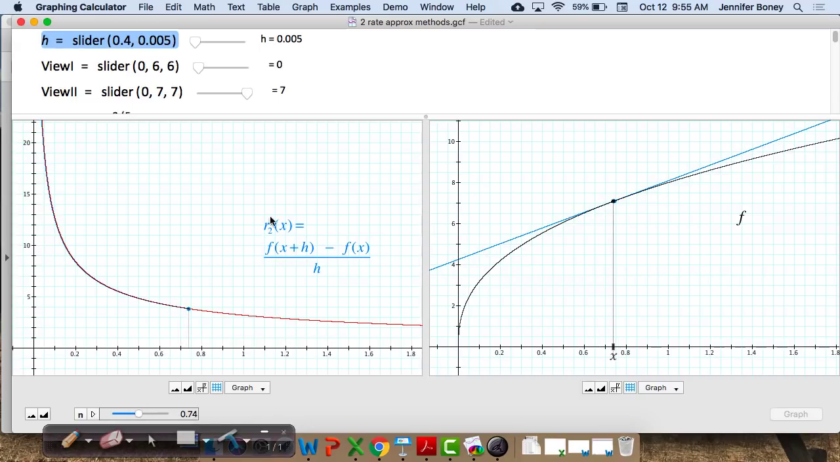But just to go back, looking at this formula that I have written here, I'm going to make h large for a second so we can draw things out.